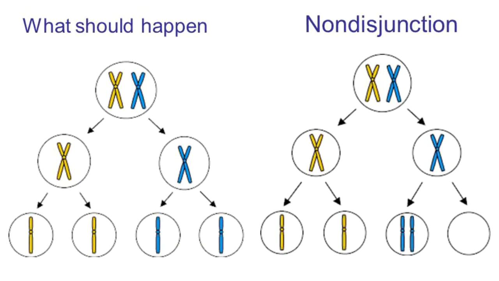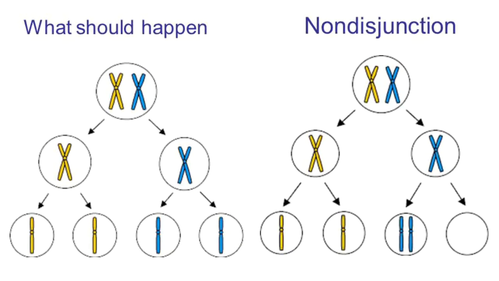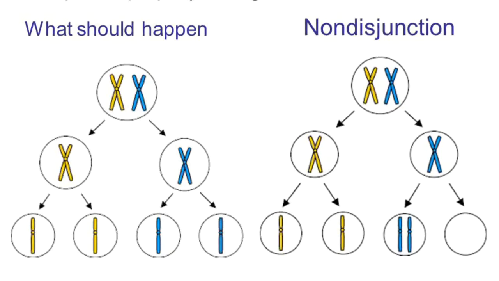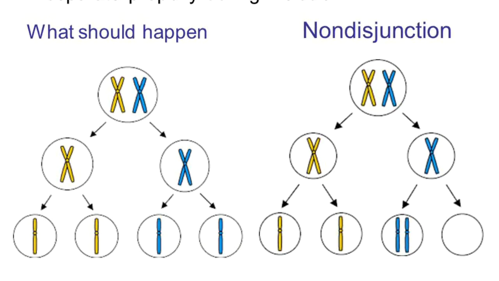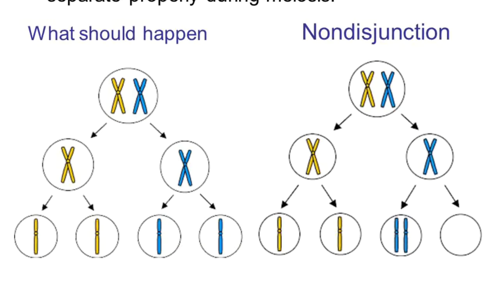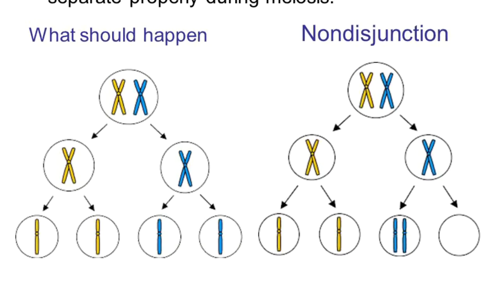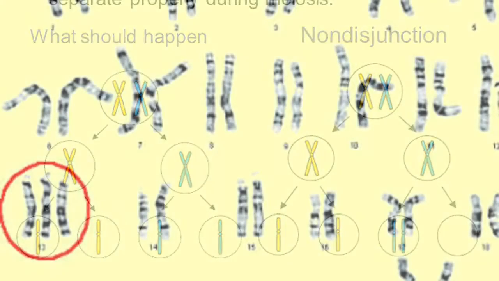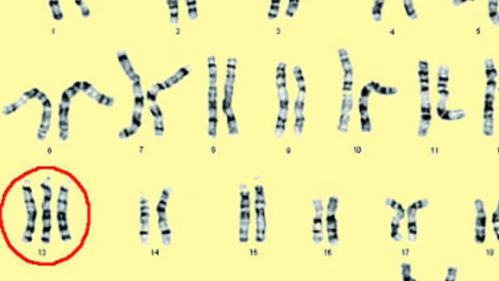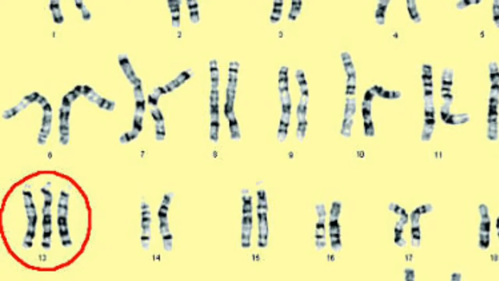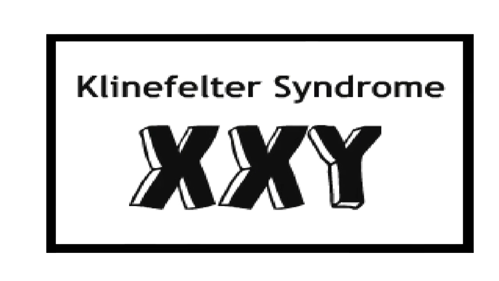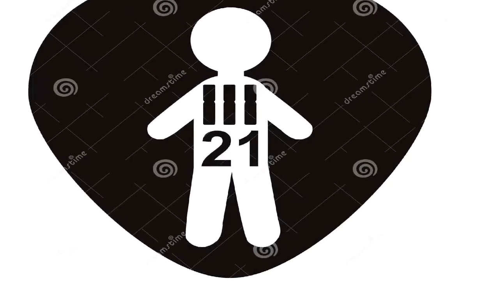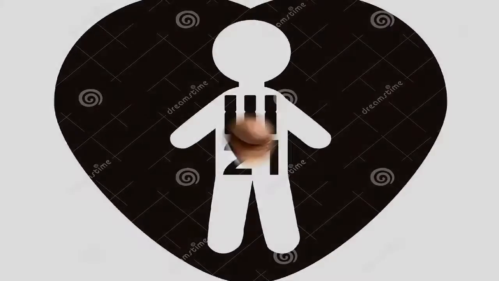When this happens, one cell may get 2 copies of a chromosome, while another cell gets none. Incorrect distribution of chromosomes is called non-disjunction. Genetic disorders resulting from too many or too few chromosomes include Klinefelter syndrome, Turner syndrome, and trisomy 21.